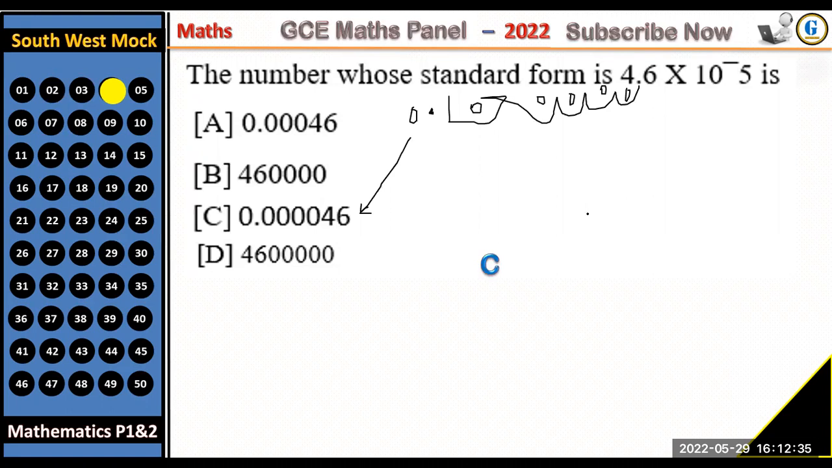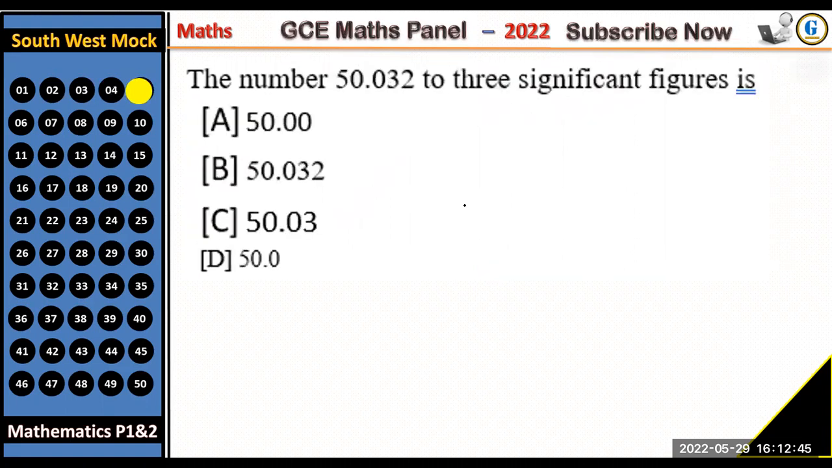Now we look at the next question. Question 5. The number 50.032 to 3 significant figures is.